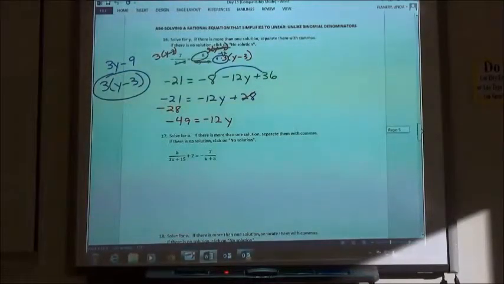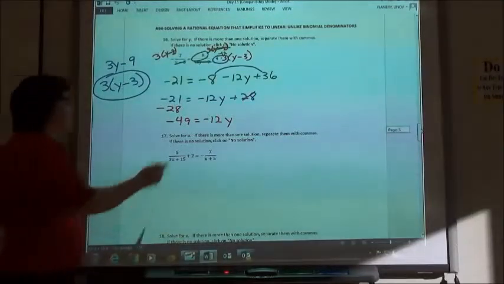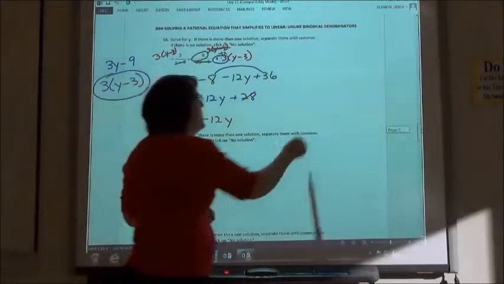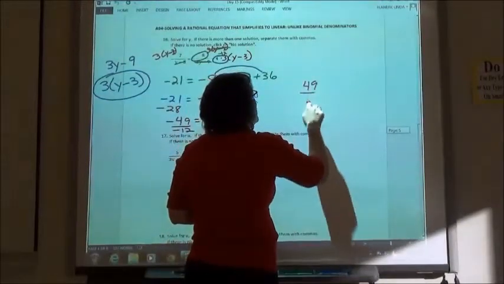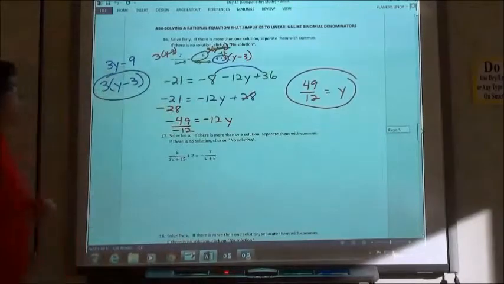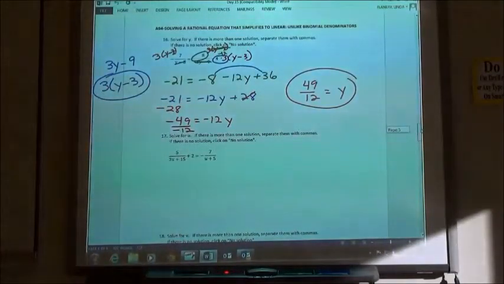And then, of course, we got to divide by our negative 12. We got a negative over a negative, so we get 49 twelfths for our answer for y. And 49, 7 times 7, I don't think I can reduce that. So just positive 49 twelfths.